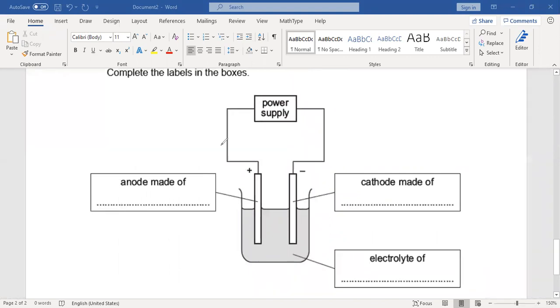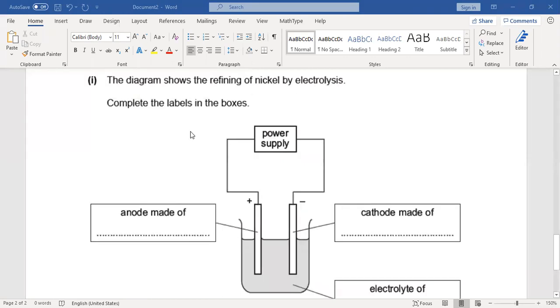What we need is a power supply. Electrolysis by definition is the decomposition of any compound by the action of electricity. If we study this, we can actually refine nickel by electrolysis. So we can get nickel using electricity. How do we do this?